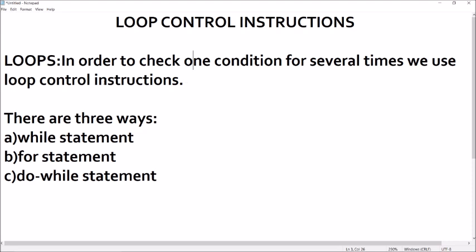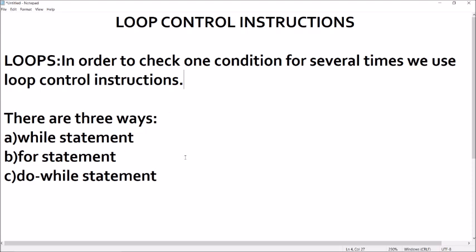So the definition of loops is, this is not the exact definition, this is the general definition: in order to check one condition for several number of times, we use loop control instructions. In these loop control instructions, there are three ways. There are the while statement, for statement, and do while statement.